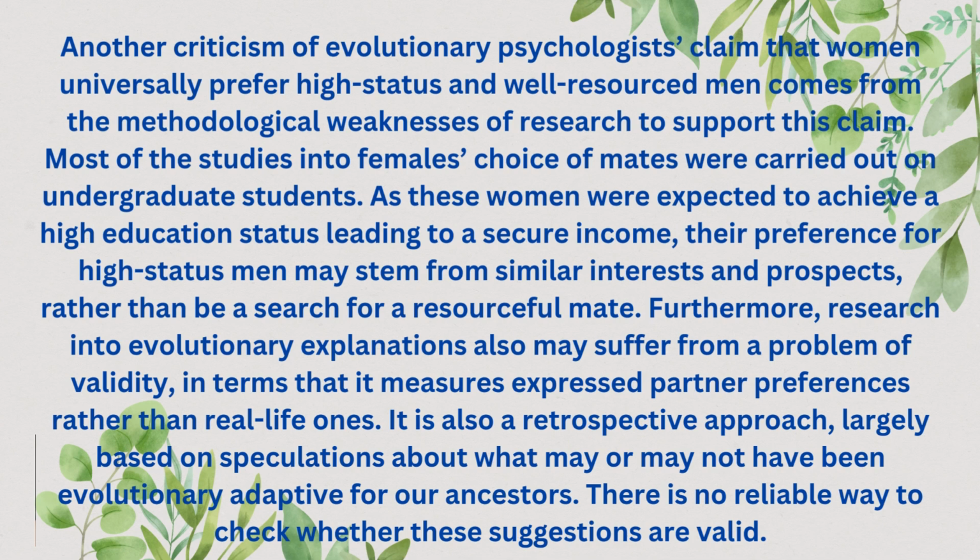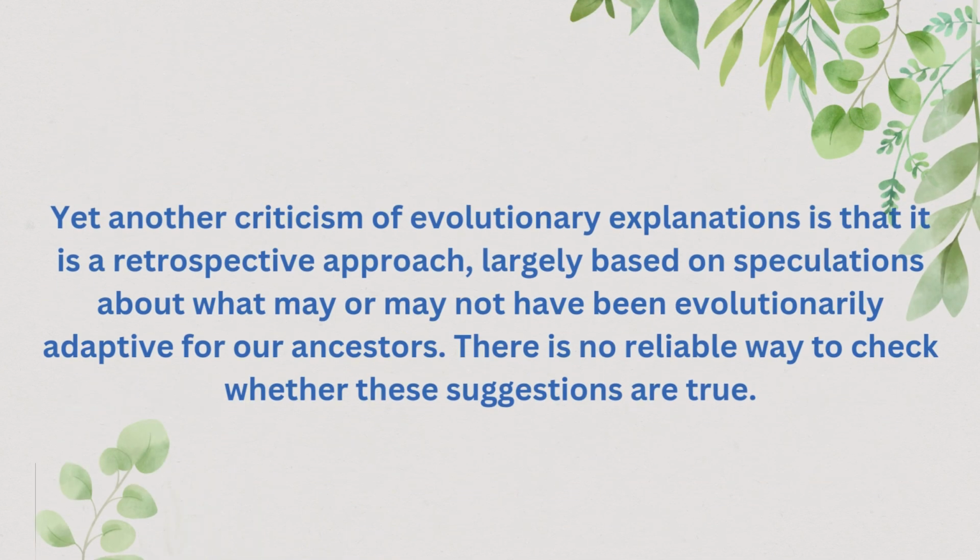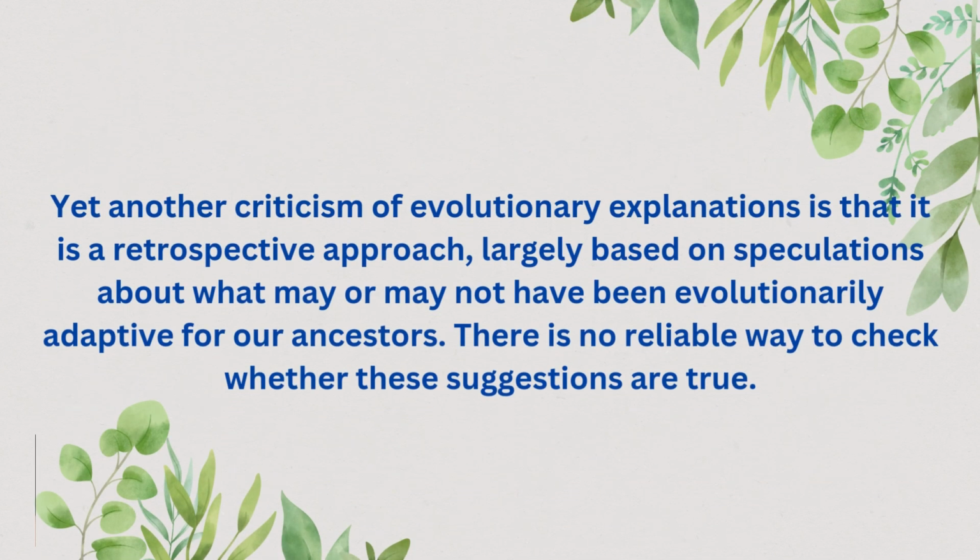It is also a retrospective approach, largely based on speculations about what may or may not have been evolutionary adaptive for our ancestors. There is no reliable way to check whether these suggestions are valid. Yet another criticism of evolutionary explanation is that it is a retrospective approach largely based on speculations.